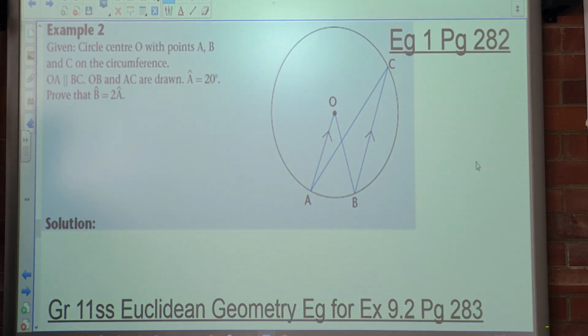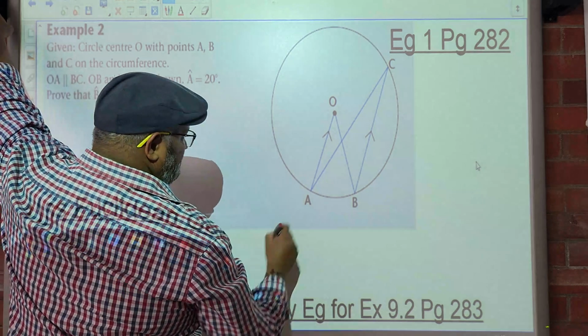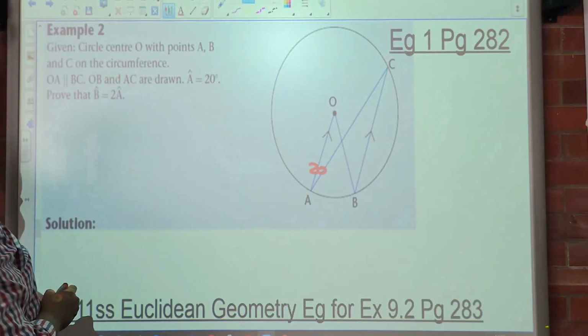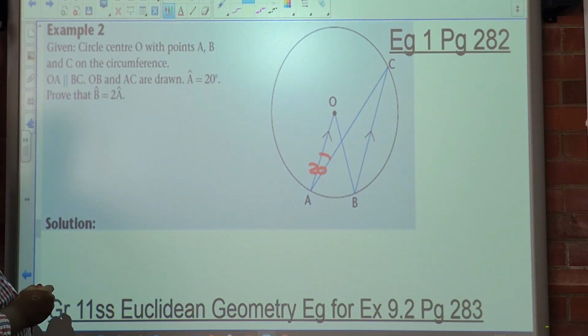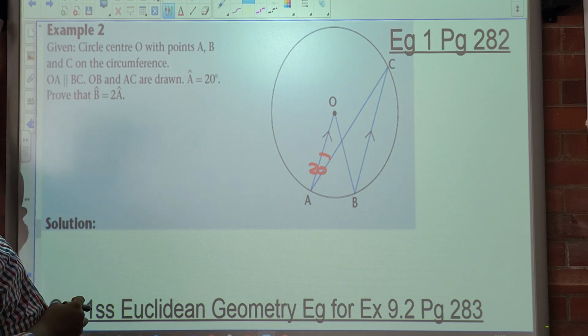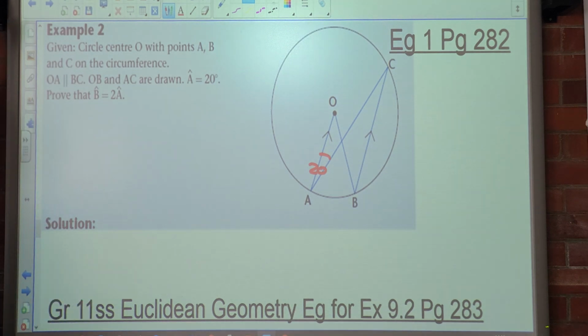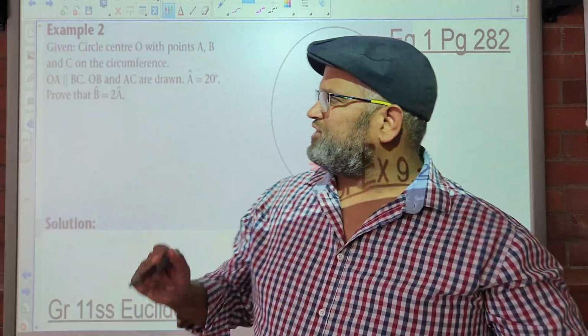Then we are told that OB and OC are drawn. Angle A is 20 degrees. Okay. The question says, prove that angle B is double angle A. So what is the size of angle A? 20. If I can prove that angle B is twice 20, which is 40, then I've done the job. Not so.